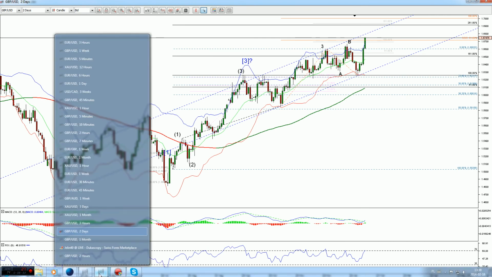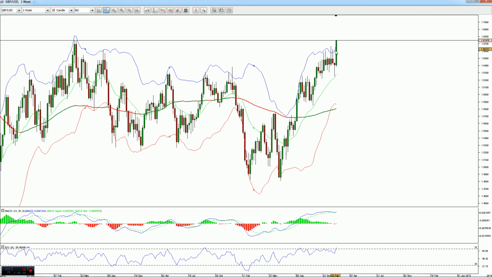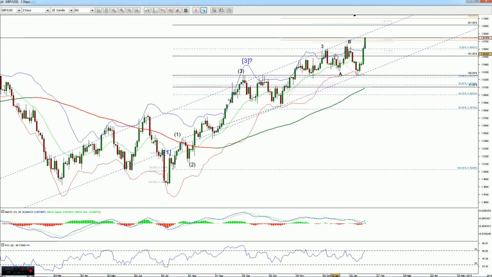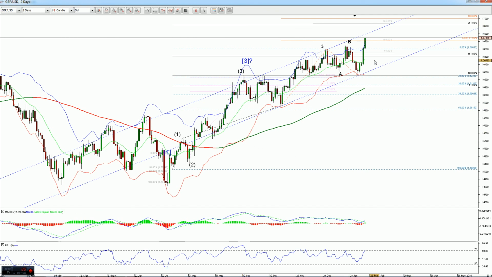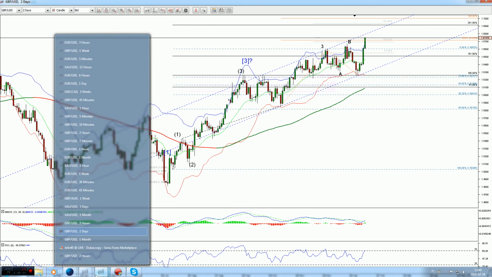Although we had a very strong weekly candle. Okay, that's the weekly candle. This is very strong. So most probably the market did a 1 and 2, 3. There will be 4 and 5. Okay. Should I have more details for that, I will publish it on my Google Plus account. So please check it there.